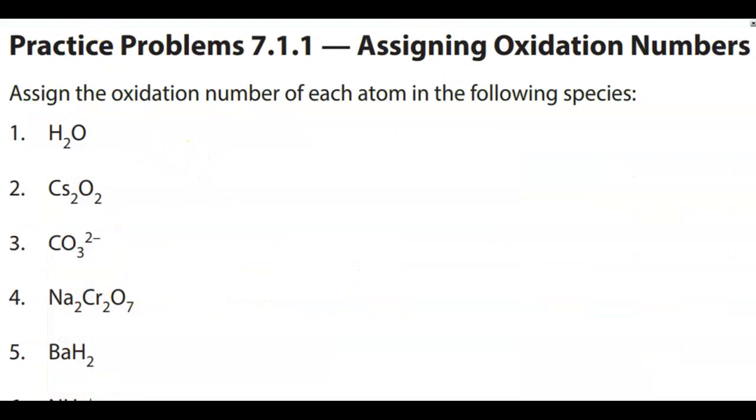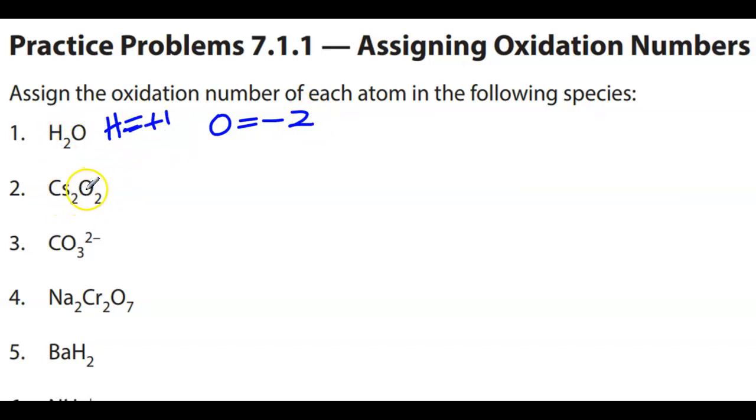All right, let's get to our practice problems. Here we have the different molecules, ions, or ionic compounds that we want to assign. The first one we actually did already. For water, we know hydrogen is +1 and oxygen is -2, and remember that these have to add up to 0.